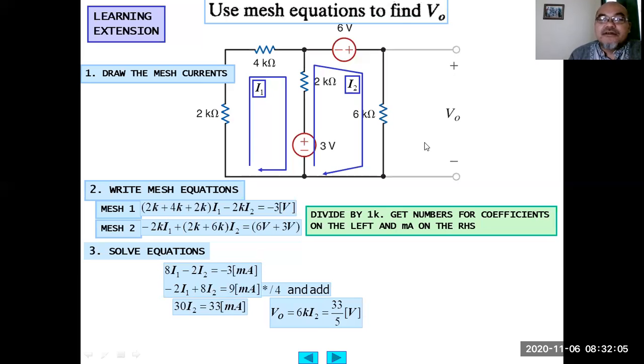Then you obtain I2, and because what we are concerned with is V output here, V output basically equals I2 multiplied by the 6 kilo ohm, according to Ohm's law. So here we obtain V output equals 6K multiplied by I2, which is 33 milliamp divided by 30. Okay, so then it becomes 33 divided by 5 volt.